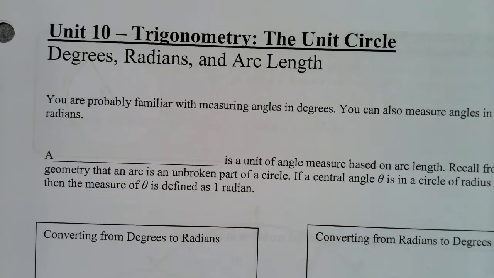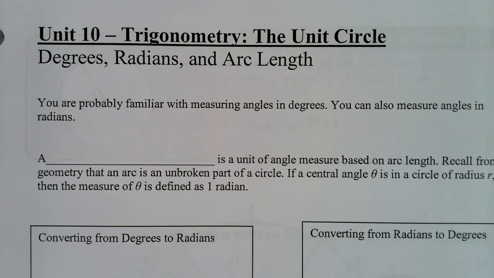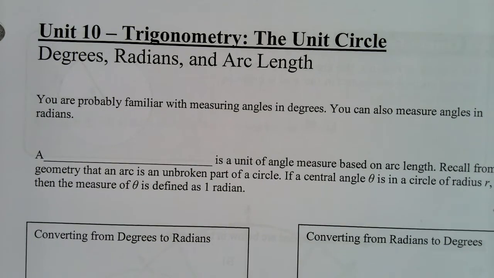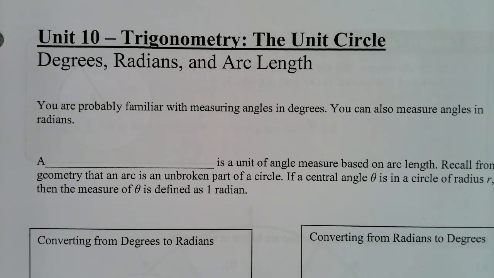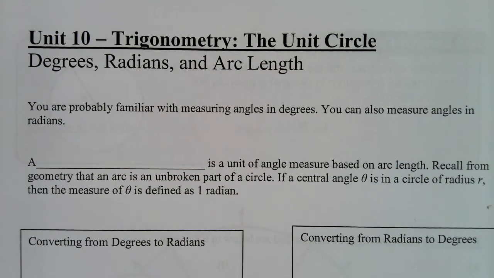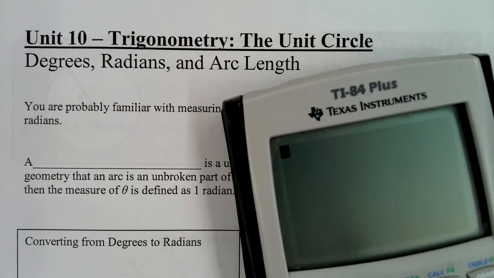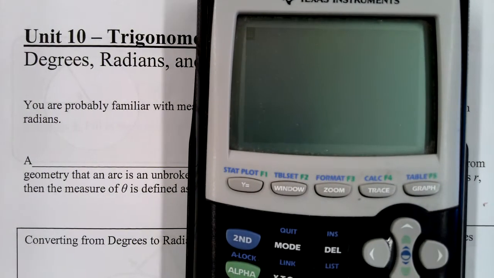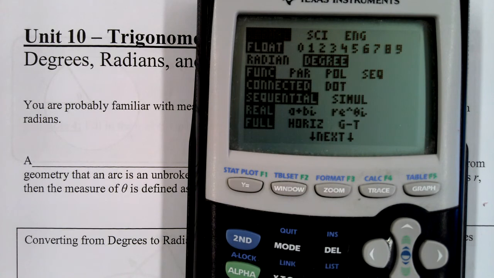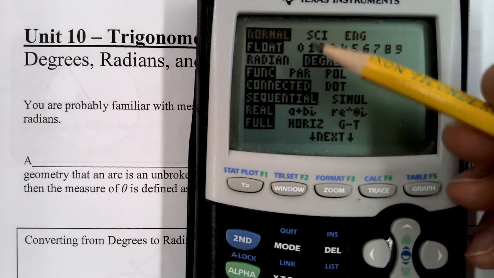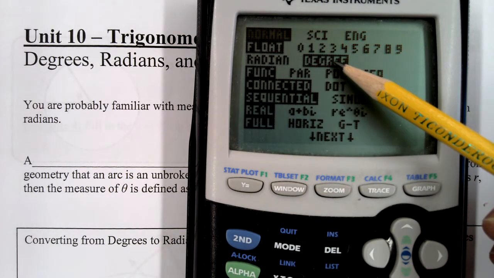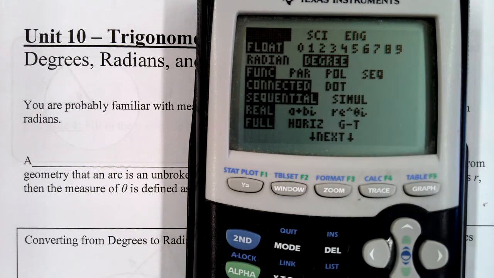All right, the final unit in Algebra 2 is called trigonometry, the unit circle. And this lesson is called degrees, radians, and arc length. Okay, so you are probably familiar with measuring angles in degrees, but you can also measure angles in radians. I'm not sure what calculator you have, but if you go on mine, if you click mode and you scroll down a little bit, you'll see this. There's something for degrees, and there's something for radians, okay?